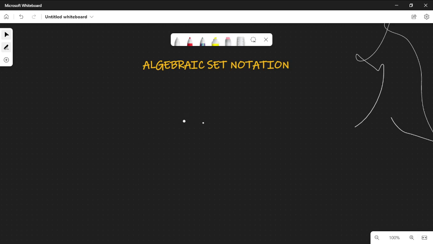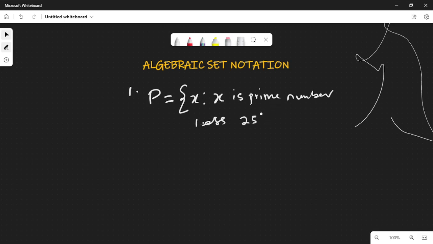Now let's take, for instance, the first example. Let's say I have set P that is equal to the set of X, then two dots, and X is a prime number less than 25. Let me put it like that. Now, how can you interpret this?